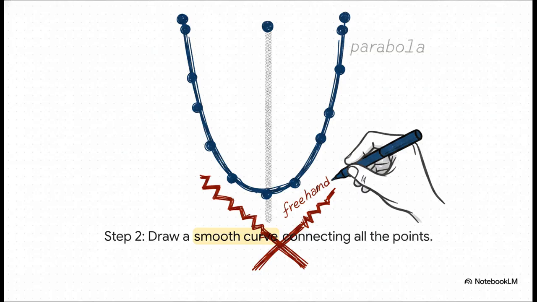You have to draw a smooth, U-shaped curve. This shape is called a parabola. Do not, I repeat, do not use a ruler to play connect the dots. It has to be a freehand curve that flows smoothly through every single one of your points.